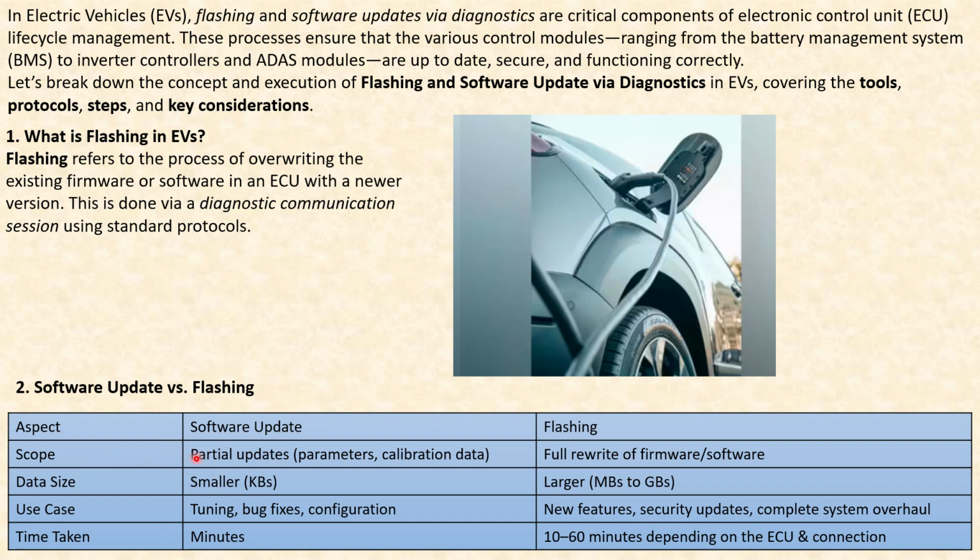First, when it comes to scope, in software updates, it is partial updates to parameters and calibration data. And when it comes to flashing, a full rewrite of the firmware and software. Data size in software update is smaller, kilobytes, and in flashing, larger, megabytes to gigabytes. Use case for software update is tuning, bug fixes, and configuration. And for flashing, it is new features, security updates, complete system overhaul. And time taken for a software update is usually in the order of minutes. And for flashing, 10 to 60 minutes, depending on the ECU connection.